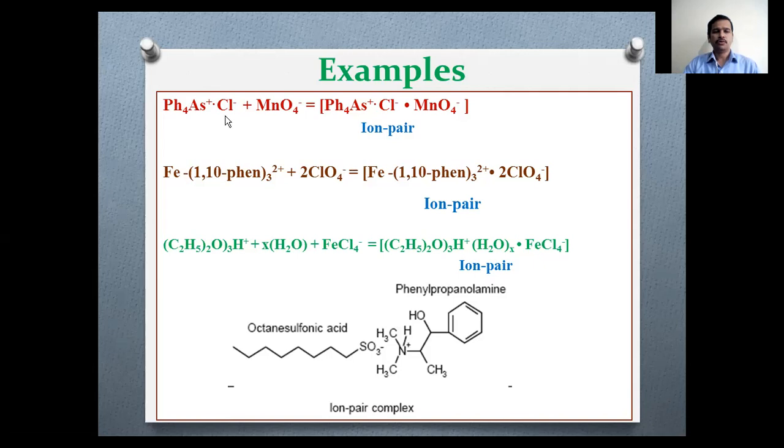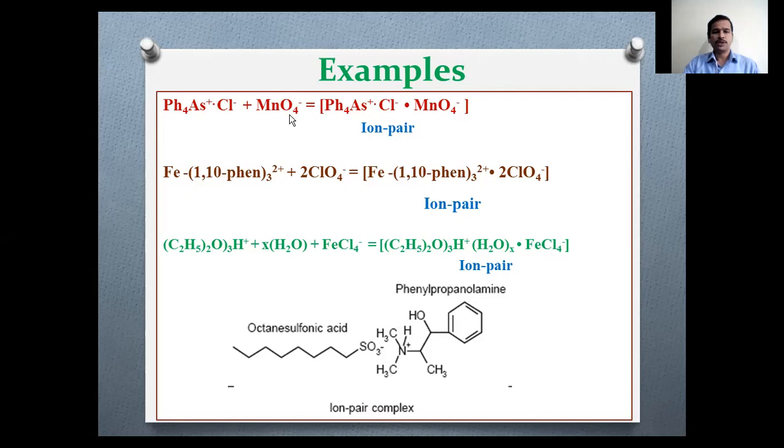And we utilize this in order to extract permanganate. You know, potassium permanganate is a purple colored species. In trace quantities of permanganate, we can determine the amount of manganese present, and in turn, the amount of permanganate present.